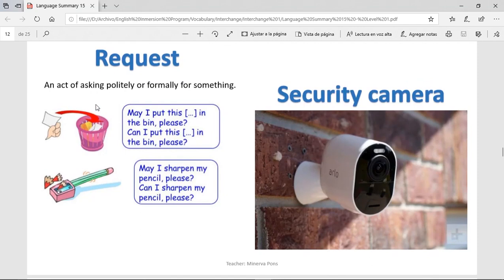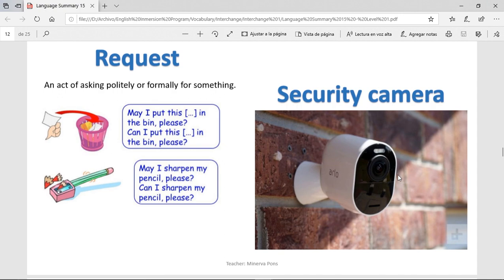A request, an act of asking politely or formally for something. A request is to ask for something in a good way, like to do something for you. For example, may I put this in the bin, please? May I put this, can I put this in the bin? Okay, we're gonna be talking about this later, or in the next video, I don't remember correctly, but it's gonna be today or tomorrow.